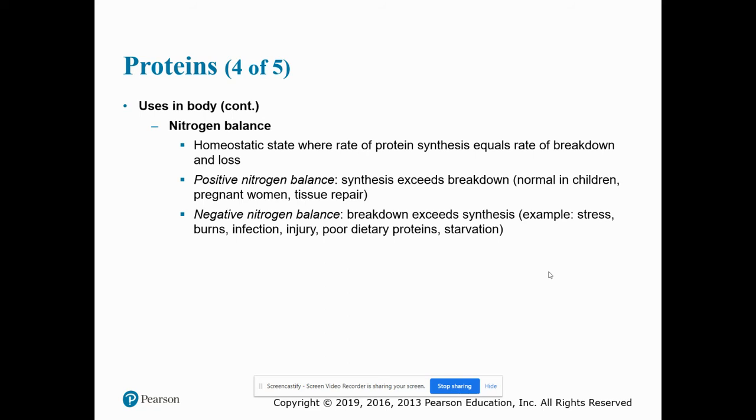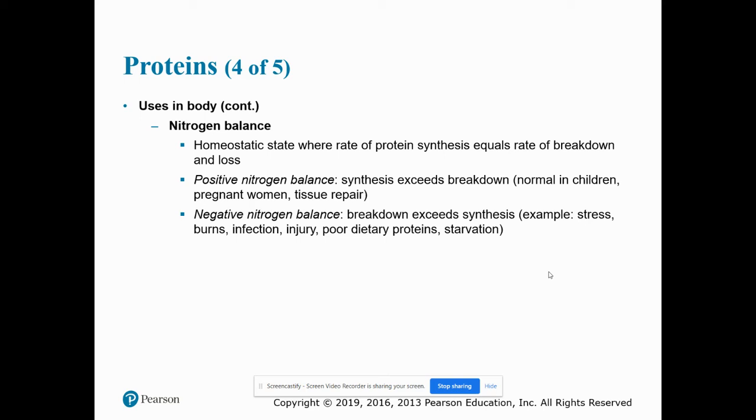And then we have nitrogen balance. This is a homeostatic state where the rate of protein synthesis equals the rate of breakdown and loss. We have two different types of nitrogen balance here: positive and negative. Positive nitrogen balance is where synthesis exceeds breakdown. This is normal in children, pregnant women, and tissue repair. And negative nitrogen balance is where breakdown exceeds synthesis.